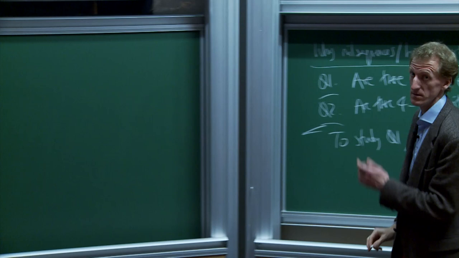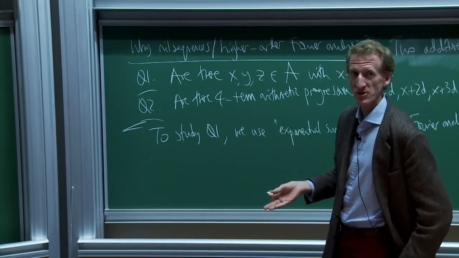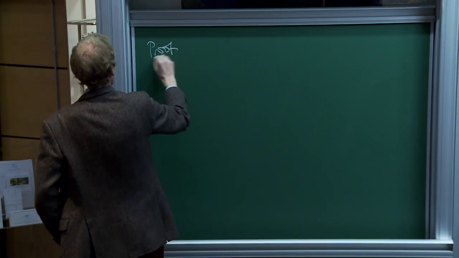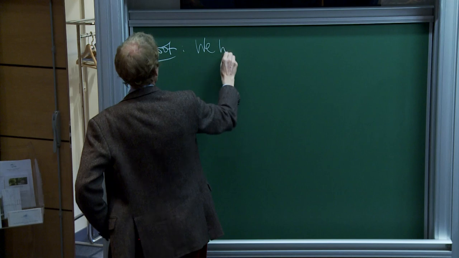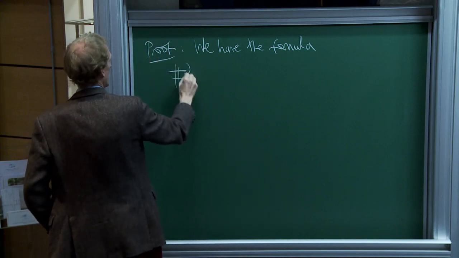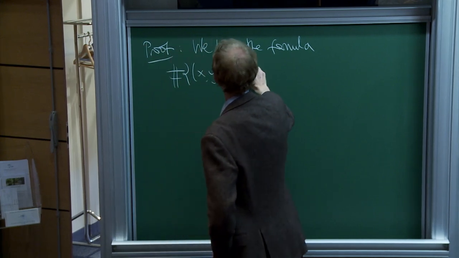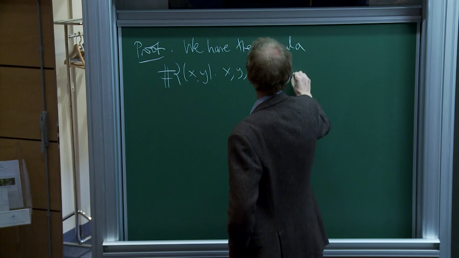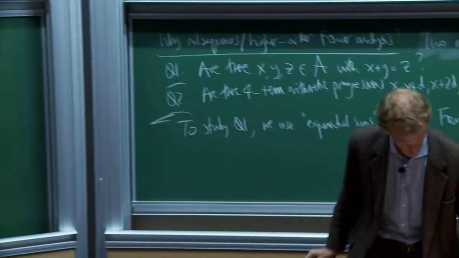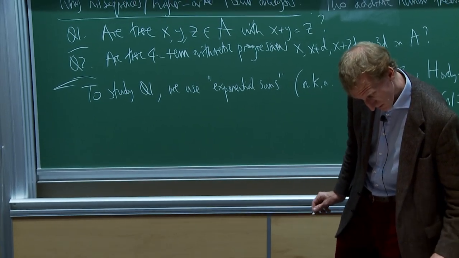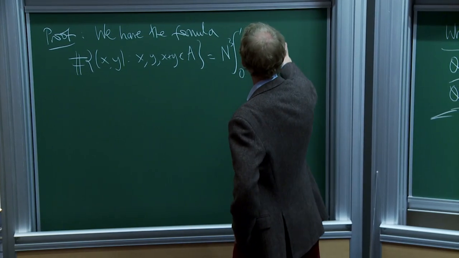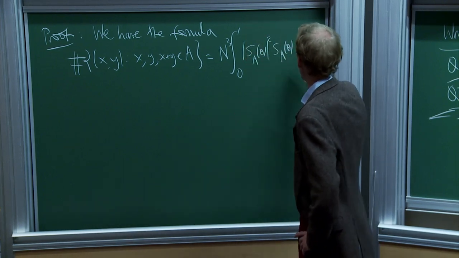So the key to it is that there's a formula for the number of summing triples x, y, x plus y in terms of the exponential sum. So the proof, we have the formula that the number of x, y for which x, y, and x plus y lies in A is actually equal to, I think it's n squared times, n cubed times, the integral of essentially the cube of the exponential sum.